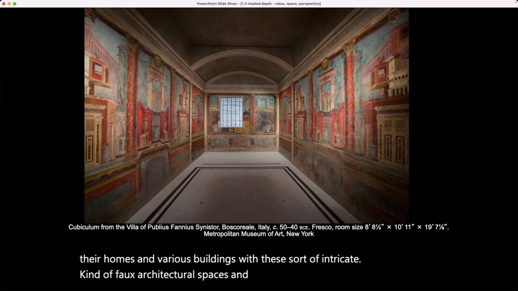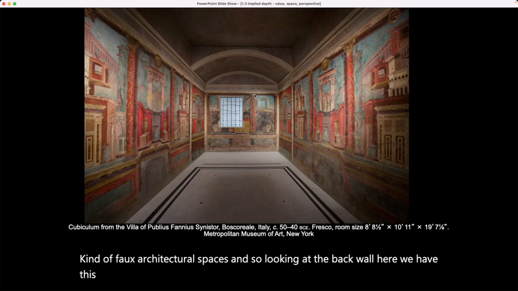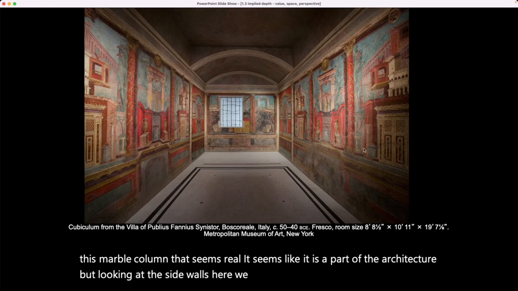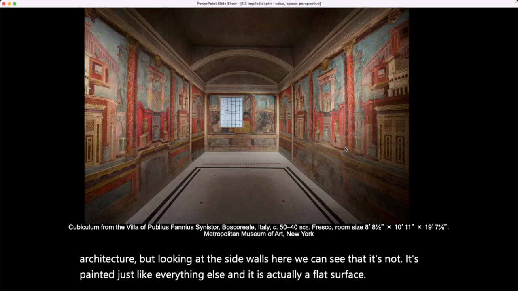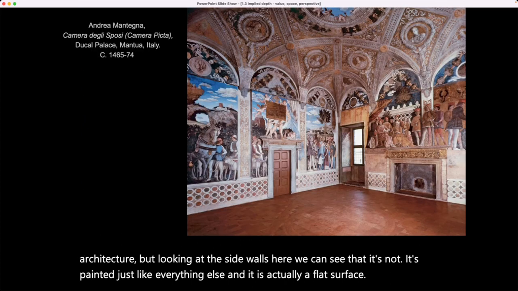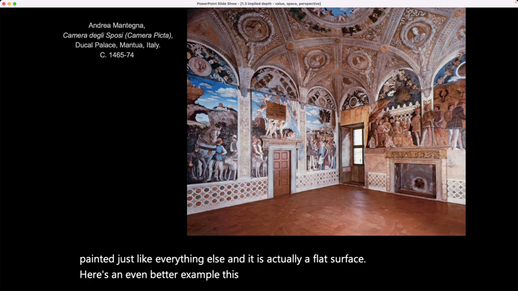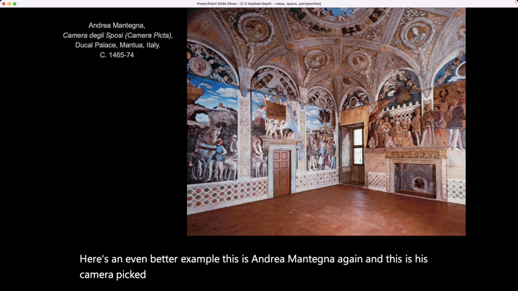And so looking at the back wall here, we have this marble column that seems real. It seems like it is a part of the architecture. But looking at the side walls here, we can see that it's not. It's painted just like everything else, and it is actually a flat surface. Here's an even better example. This is Andrea Mantegna again, and this is his Camera Picta. So this is a painted room.